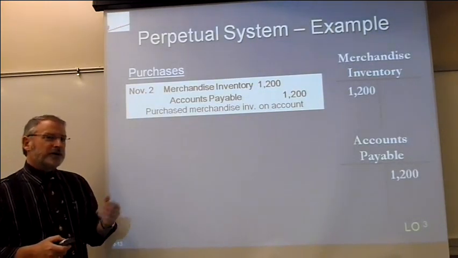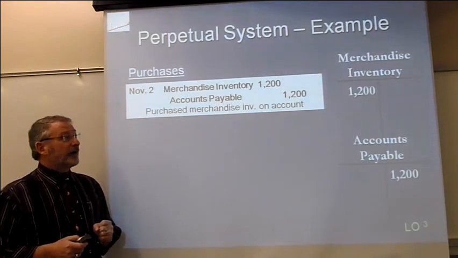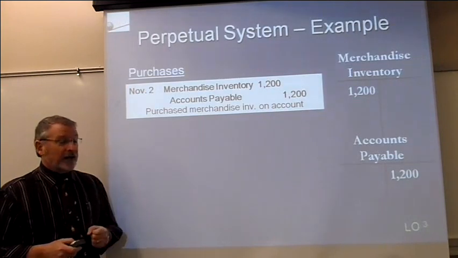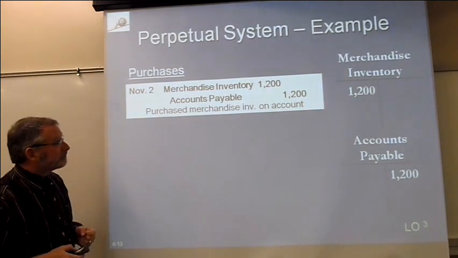So the entry gets posted. We'll use T accounts here to simplify it. Debit to merchandise inventory, that would be a current asset, and accounts payable, a current liability.